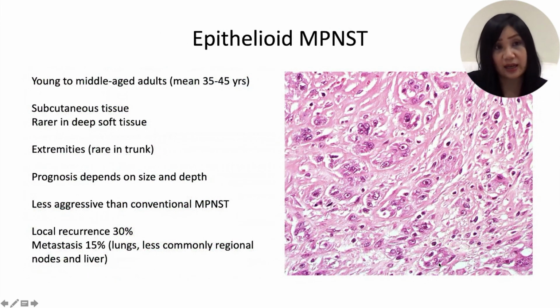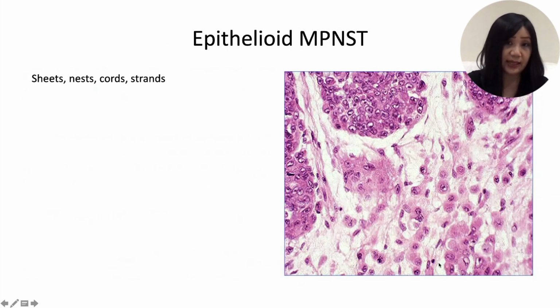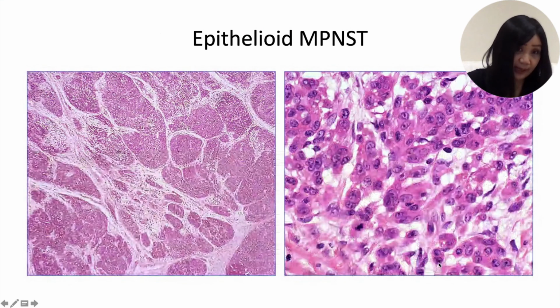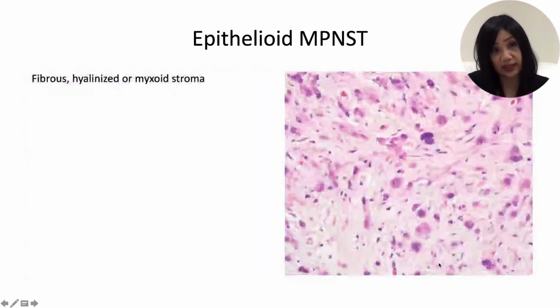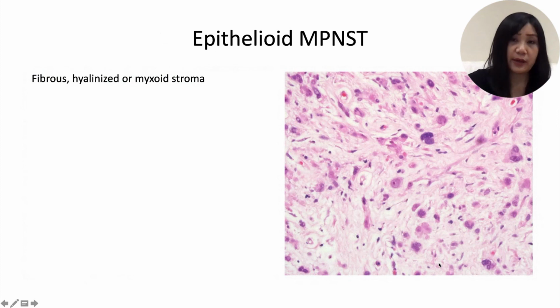Epithelioid MPNST occurs in young to middle-aged adults, typically in superficial sites. So deep occurrence is rare, particularly in the extremities. Prognosis depends on size and depth. It's generally less aggressive in its behavior than conventional MPNST. And these tend to be quite circumscribed, multinodular or lobulated tumours with epithelioid cells in sheets, nests, cords, and strands. But frequently, a clue is that there is variable fibrous, hyalinized, or myxoid stroma. So this morphology is not typical of a lot of malignant epithelioid neoplasms.